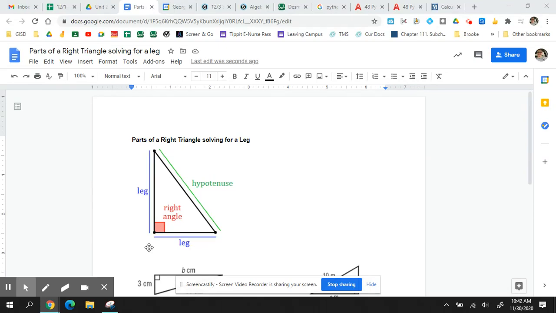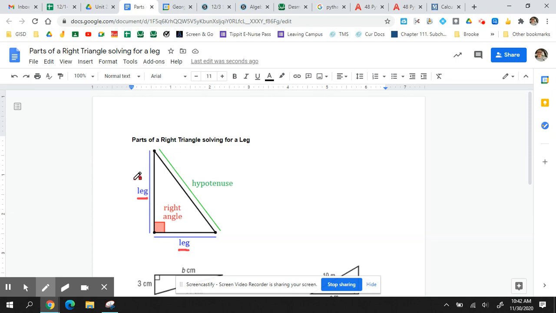Hey everyone, today we are going to look at Pythagorean theorem again, but today we are going to solve for a leg of your triangle. We still need a right triangle, so you're looking for that 90 degrees box that is in the corner of your triangle. Just a quick review, remember that you have two sides that are named legs.